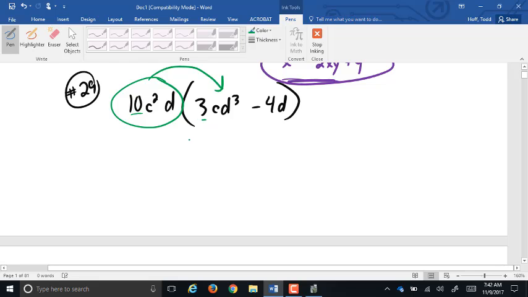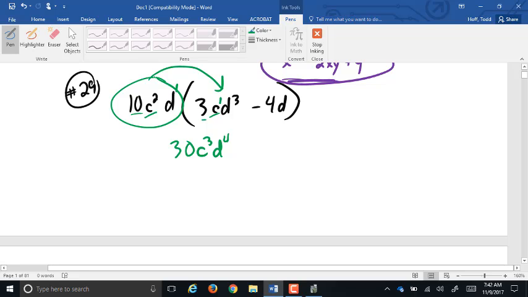What is 10 times 3? 30. C squared times c. C to the third. Yeah, we treat that as c to the 1. When we multiply, we add powers. So 2 plus 1 is 3. D times d to the third is d to the fourth. Again, think of that as d to the 1. 1 plus 3 is 4.